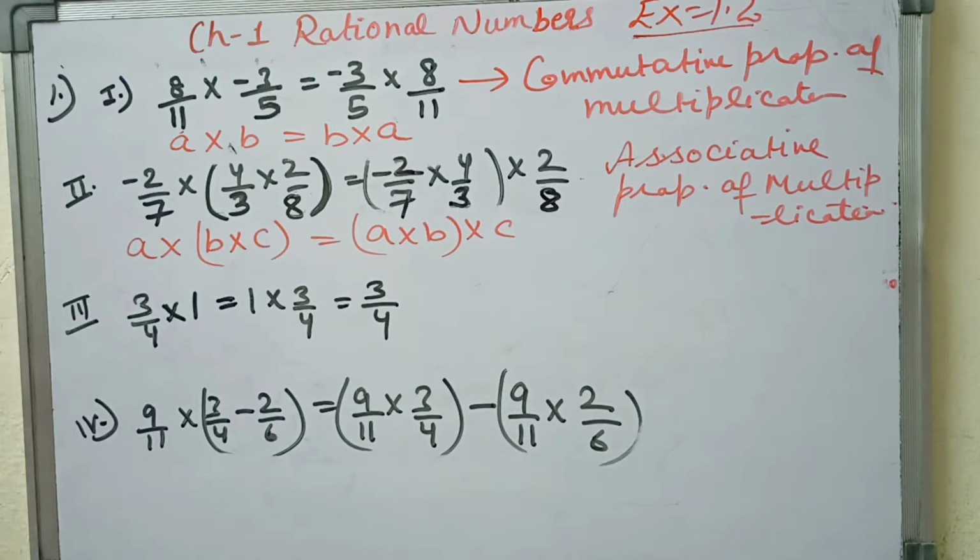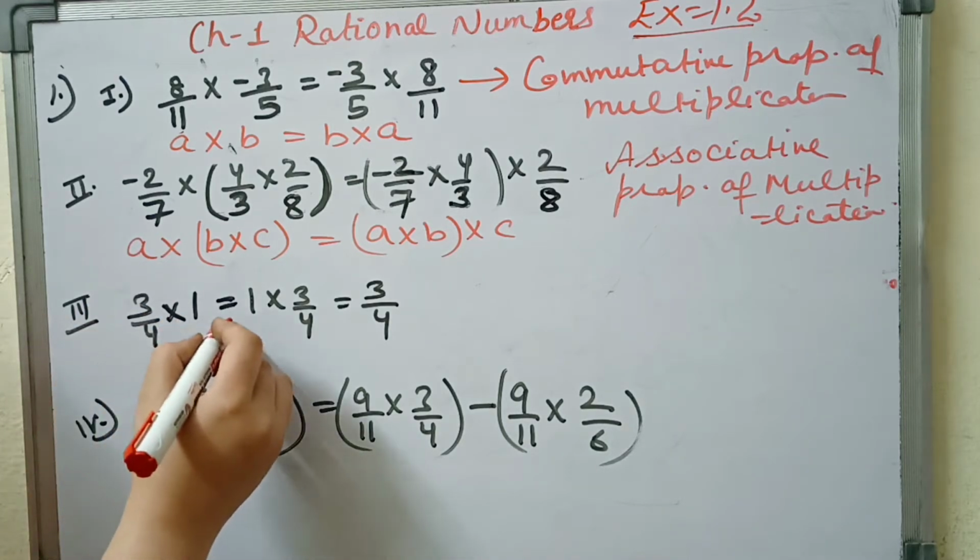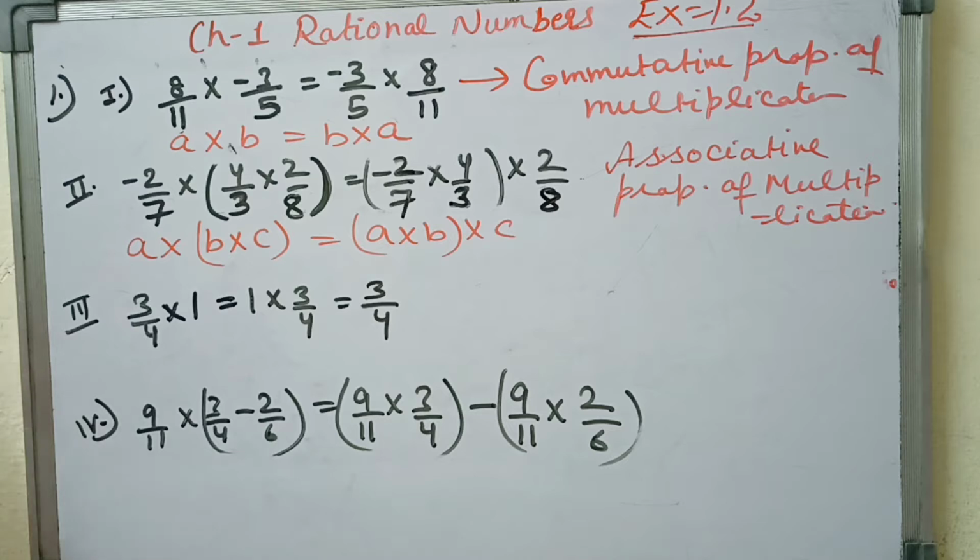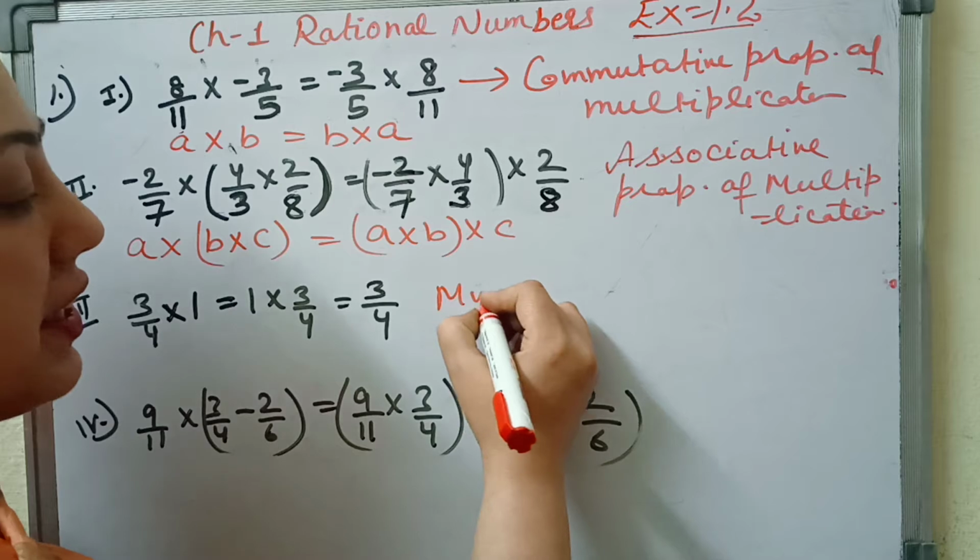And the third property is 3 over 4 into 1, 1 into 3 over 4 equal to 3 over 4. You know, when a rational number is multiplied by 1, we get the same number. So, this is the multiplicative identity.